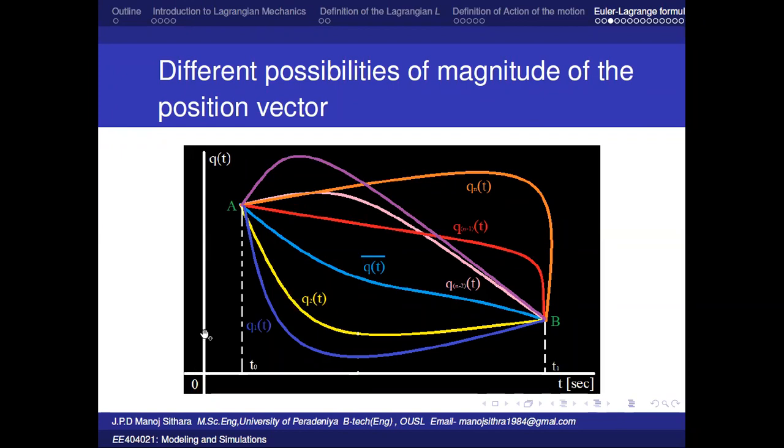That means the magnitude of the position vector varying with time can be assumed to follow different curves. The magnitude of the position vector can vary for these different representations of the curves. Here, we want the optimal time variation of the position vector. That is the thing we need to find.